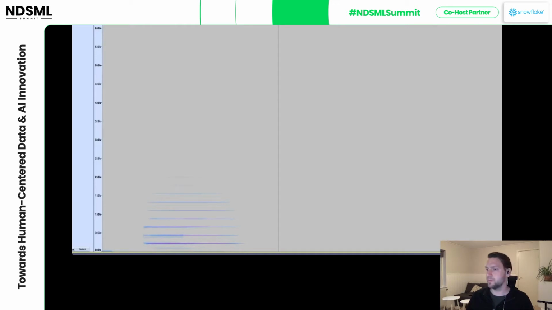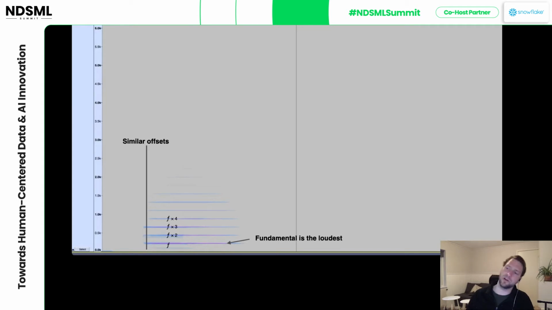So to answer what this pattern is, I'll introduce a bit of semantics. The lowest frequency is called the fundamental, and all the frequencies on top are called the harmonics or the overtones in music language. And these patterns, they follow very strict rules. So the first rule is that the fundamental is always the lowest. The fundamental is always the loudest. The second rule is that all the harmonics are multiplications of the fundamental. And the third rule is that all the tones start at a similar time.